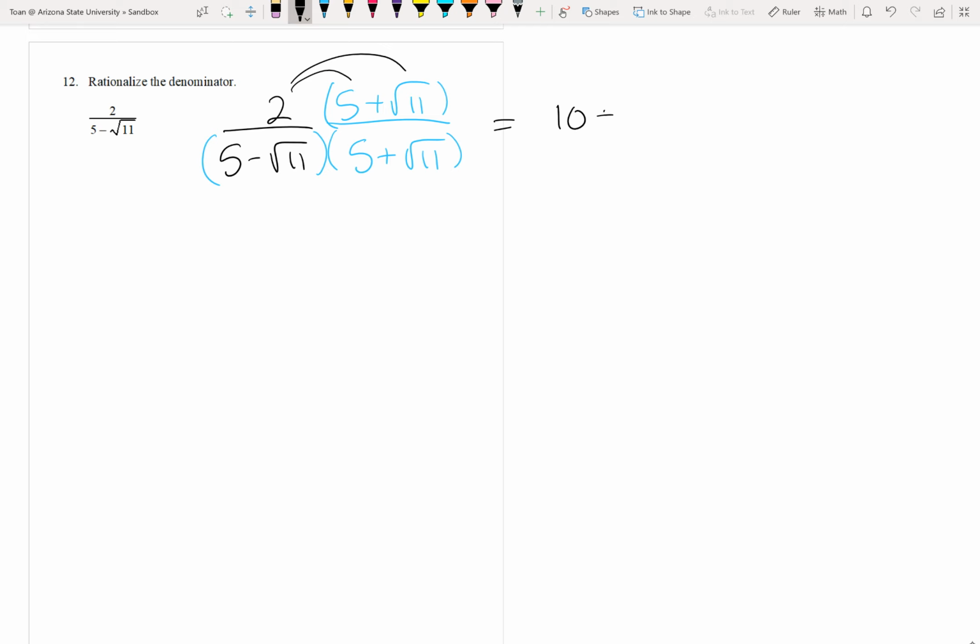So that's 10 plus 2 rad 11 over, you could FOIL out the denominator, but the reason why we use conjugates is because we should know that the product of two conjugates is the difference of perfect squares.